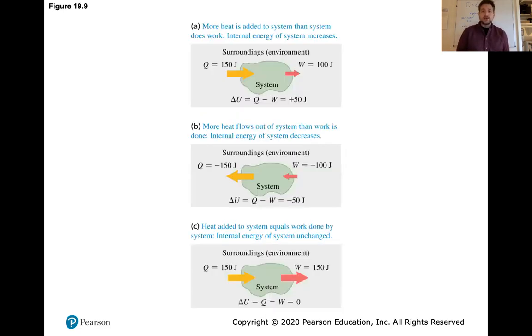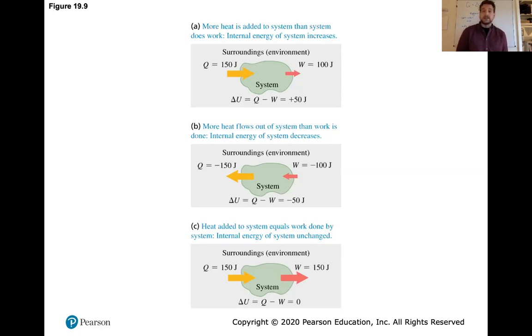And again, just some consequences of the first law of thermodynamics. If Q is positive, 150 joules that we're transferring into the system, and the system's doing 100 joules of work, then 50 joules of that heat must have gone to change the internal energy. And we could rearrange the first law to solve for delta U: Q minus W.